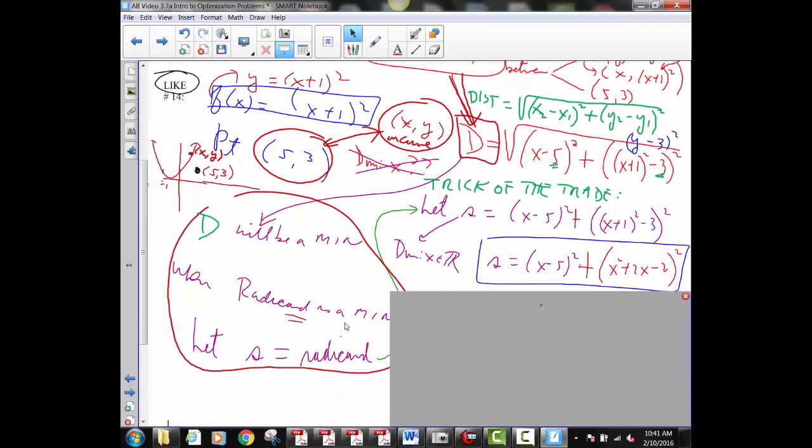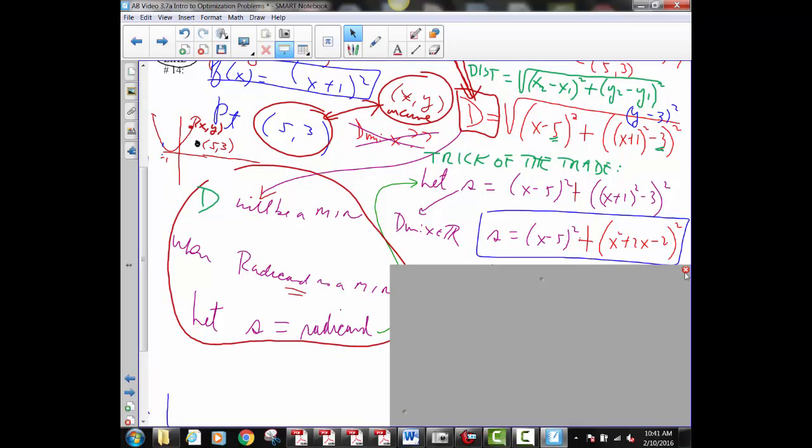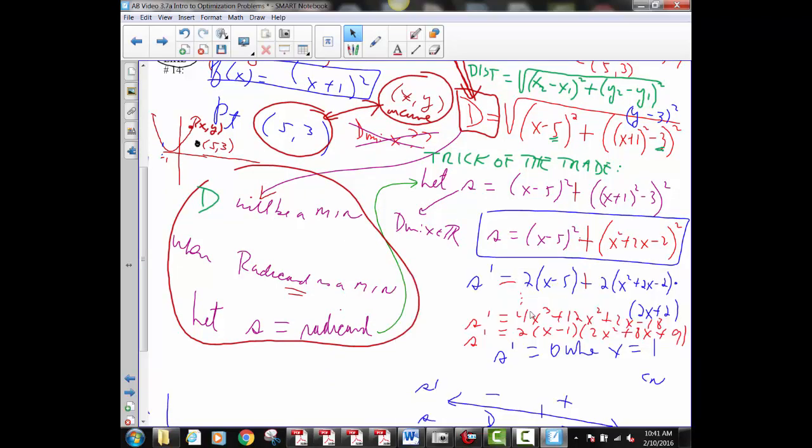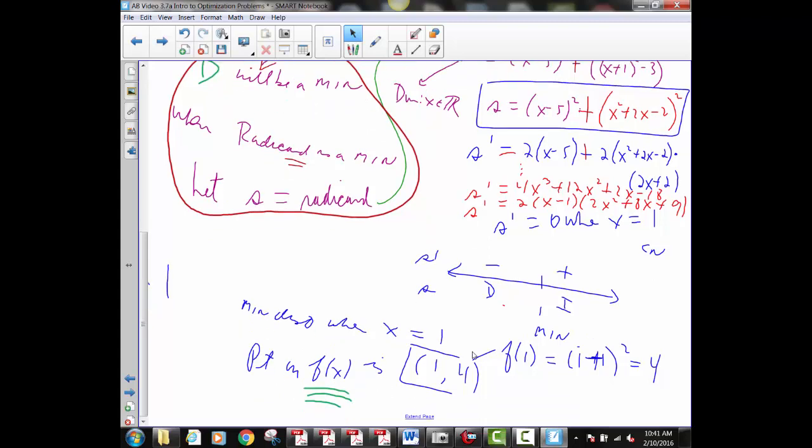Okay, the domain would be all real numbers because we have no idea where this point is going to be. Here's your equation, the derivative, the critical numbers, and so on. Okay, you find out there's a min at 1, plug 1 into the original function, and you'll find that it's the point 1,4. So it happens when x equals 1 and when y equals 4.